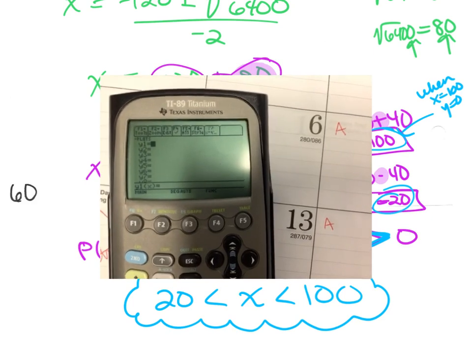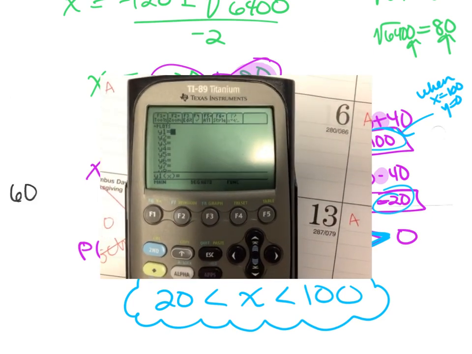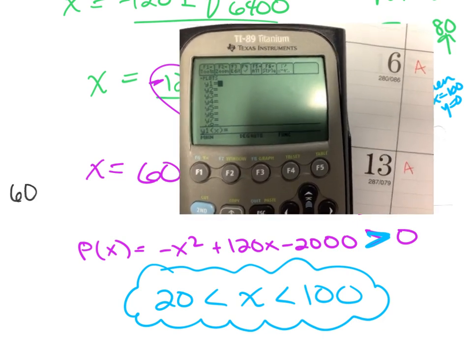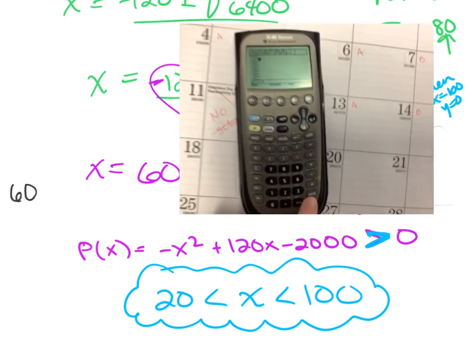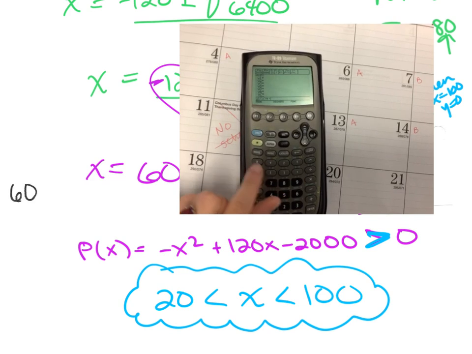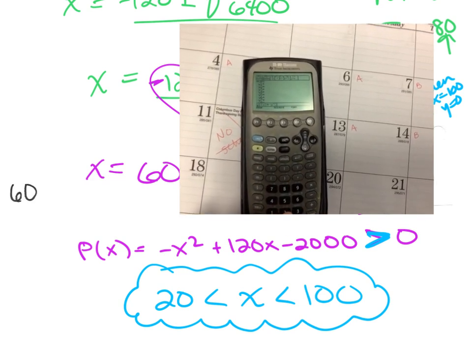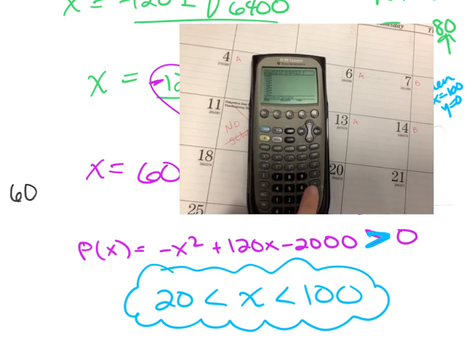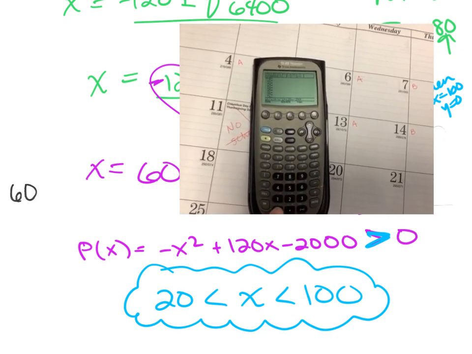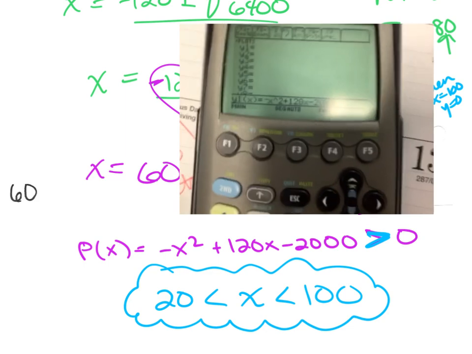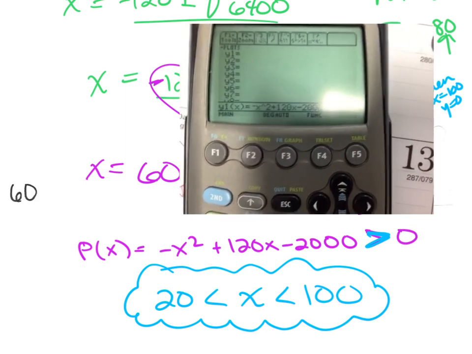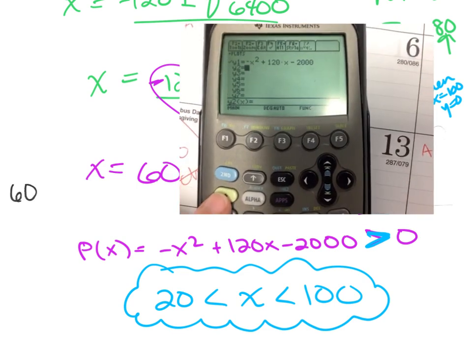All right, so I'm doing this here with you. Let me make room here so I can see what our equation is. Our equation is negative x squared plus 120x minus 2,000. Let's just make sure I wrote that correctly. Negative x squared plus 120x minus 2,000. Remember to click enter. And let's graph it.